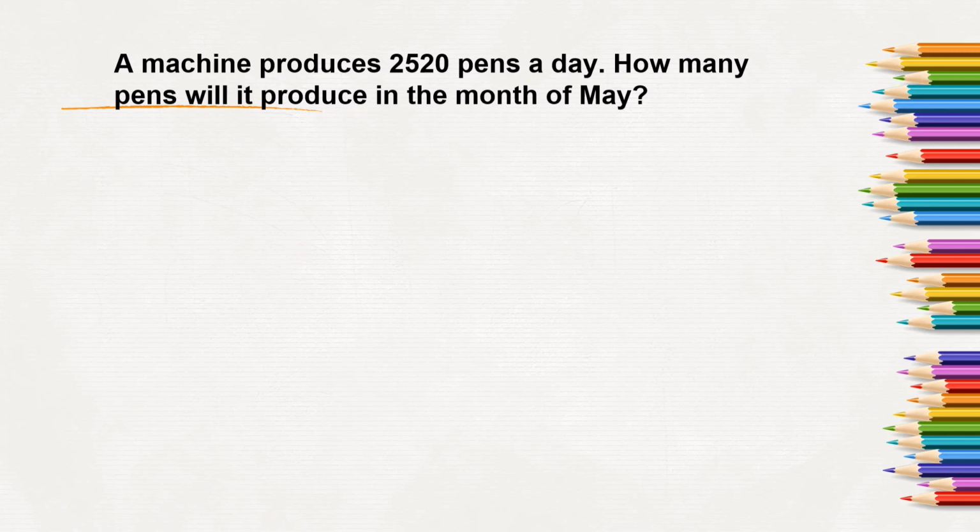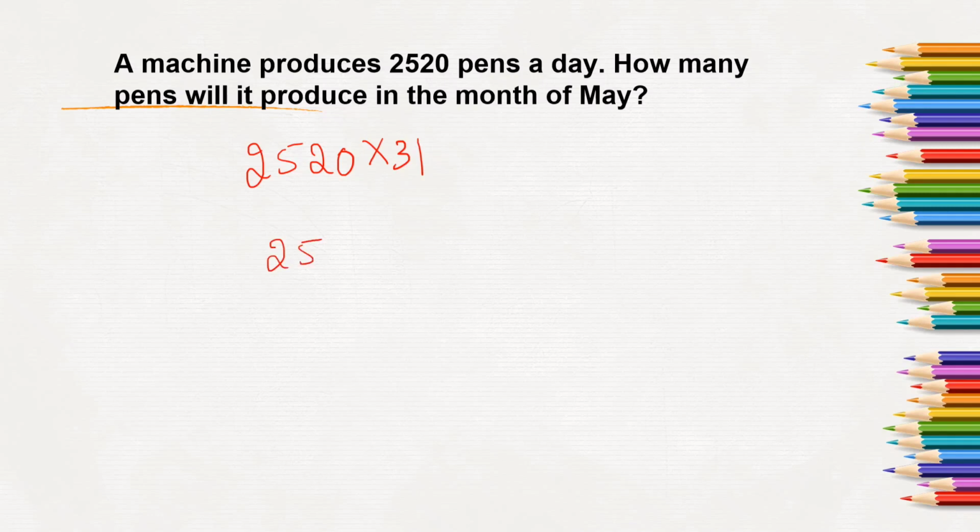So as that machine produces 2520 pens in a day, we can calculate the total number of pens it will produce in May by multiplying the daily production by the number of days in May. So the daily production is 2520 and number of days in May are 31. So if we multiply 2520 into 31, we'll be able to find out how many pens will be produced in the month of May.